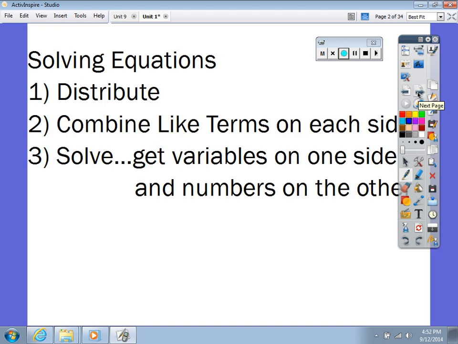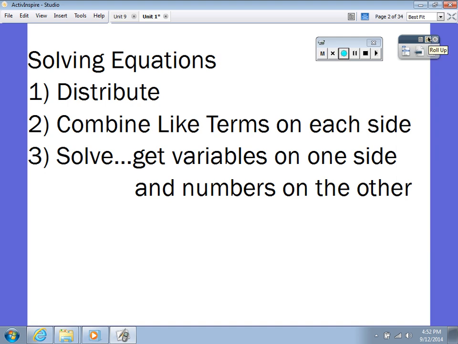This was the steps that I reminded you of. Remember, you don't have to do these steps. This is just a suggestion. The first thing you really want to do, though, is you want to distribute. That's the stuff in your parentheses. Then we talked about combine like terms on each side. That's our fancy words. And then solve. And in order to solve, we get variables on one side, numbers on the other. And remember, I like to move over the smallest x, but that does not mean that you have to.